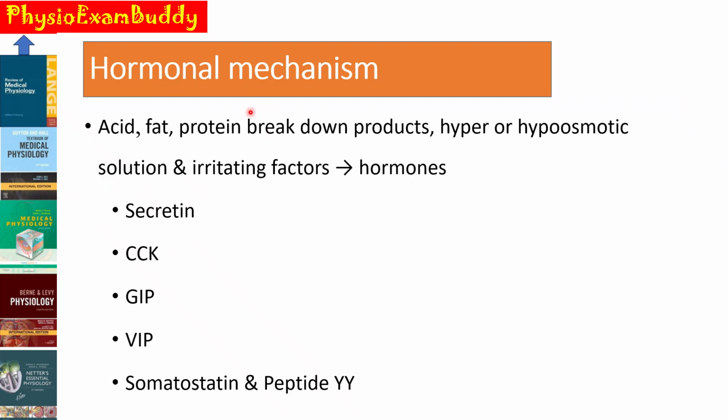Next, about the hormonal mechanisms or the hormones which cause an inhibition in the secretion of the gastric juice during the intestinal phase. That is basically the acid, fat as well as protein breakdown products or hyper or hypoosmotic solution and irritating factors which are present in the food when it reaches the small intestine, which will produce the secretion of certain hormones like secretin, cholecystokinin, gastric inhibitory peptide, vasoactive intestinal peptide, somatostatin as well as peptide YY.